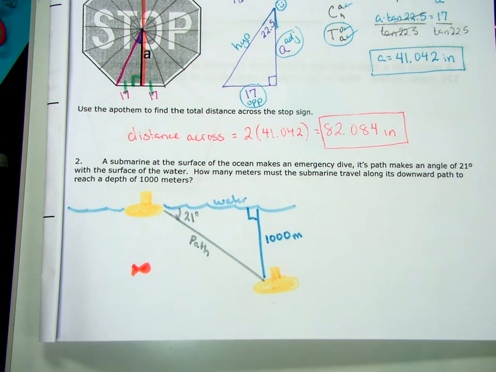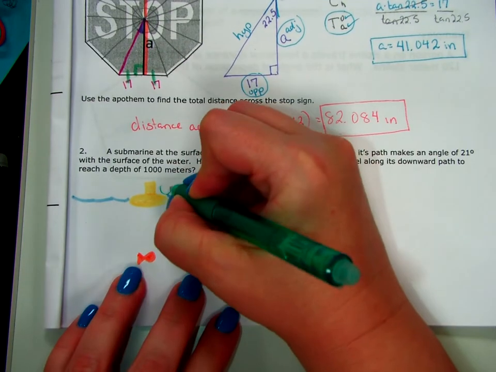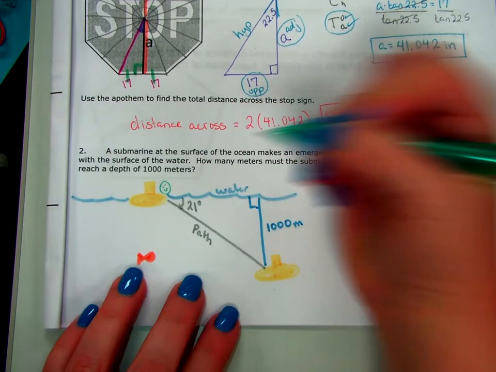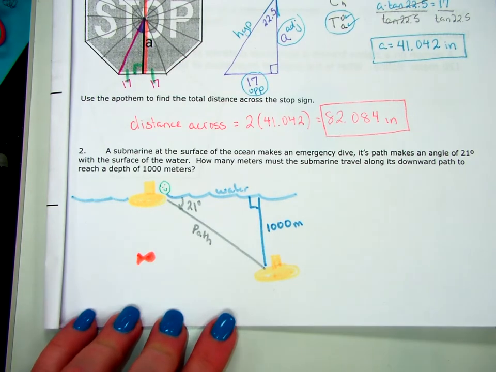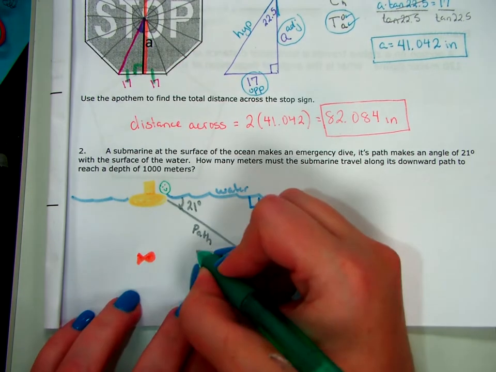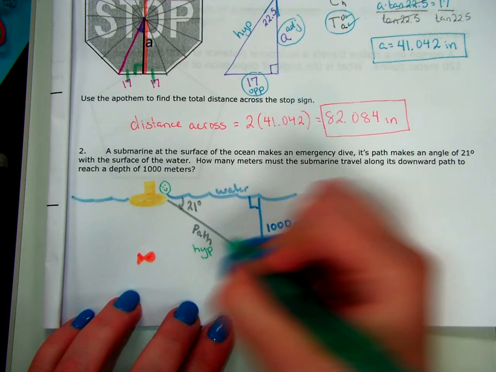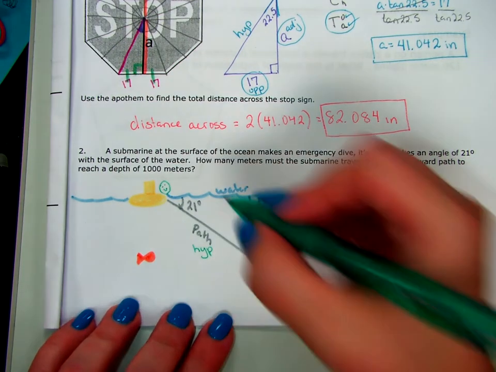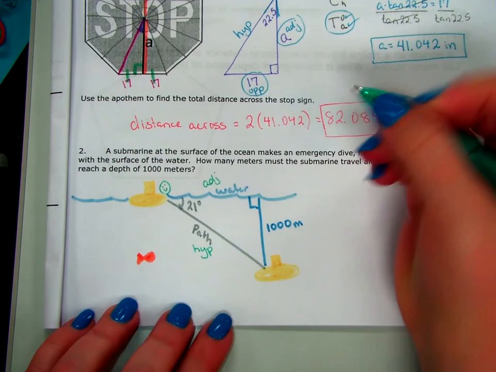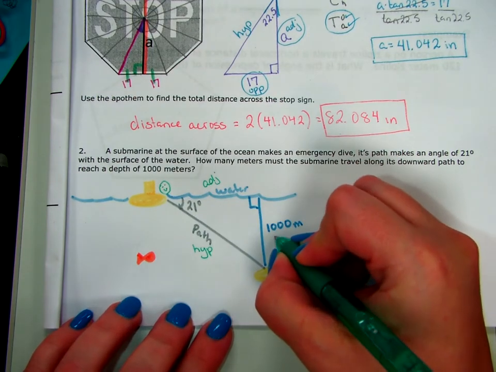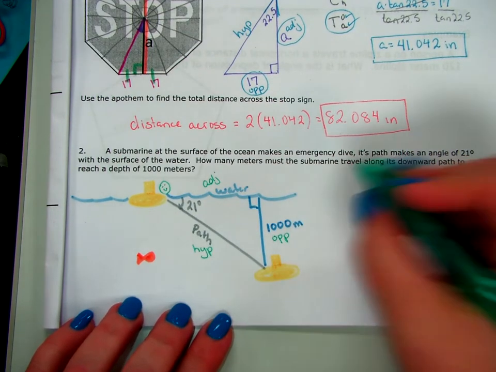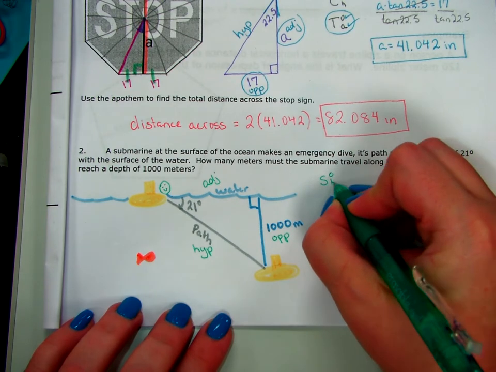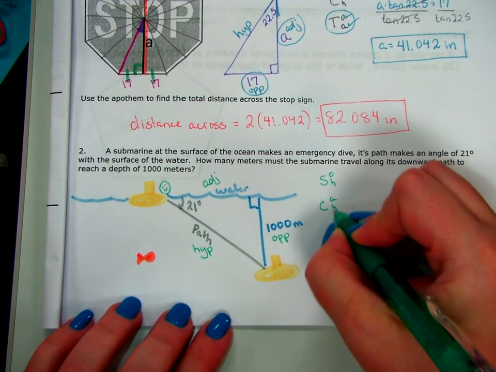Okay, first of all, what angle am I standing at? The 21 degrees. What is my hypotenuse? The path. What is my adjacent? The water. Meaning the depth is my opposite. So, SOH CAH TOA.